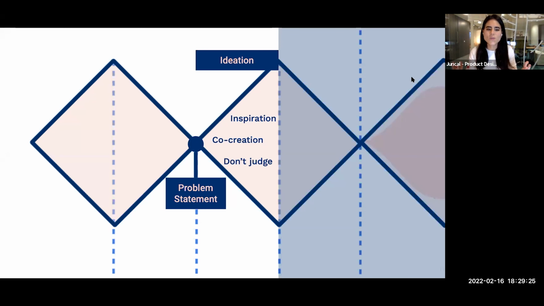It's like trying to have an idea with a blank page or a blank space. And on the other hand, if it's too narrow, it might even include the solution in it. So we need to be careful that it's not too broad or too narrow to then start ideating.